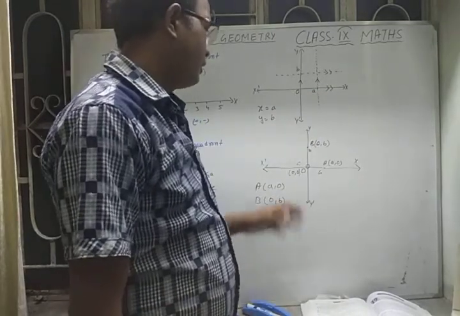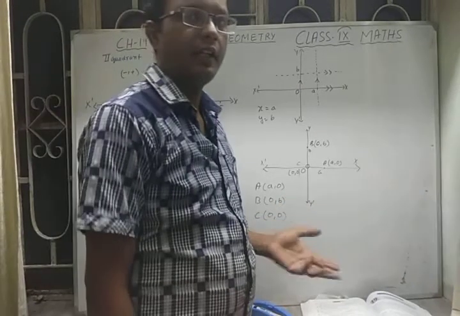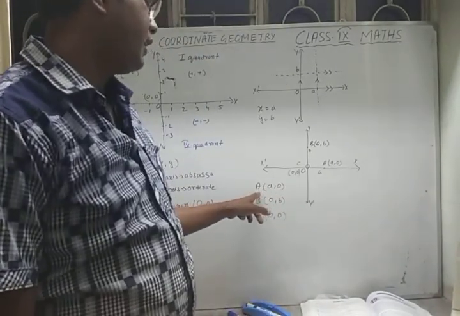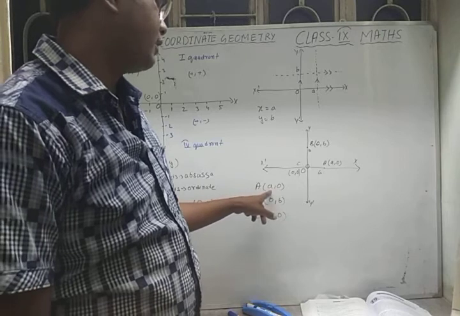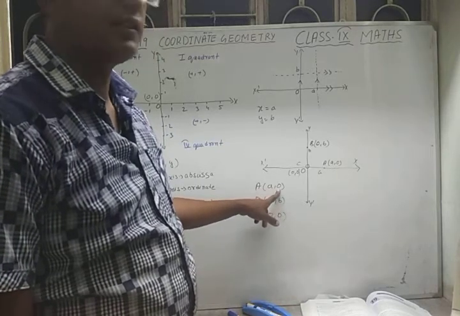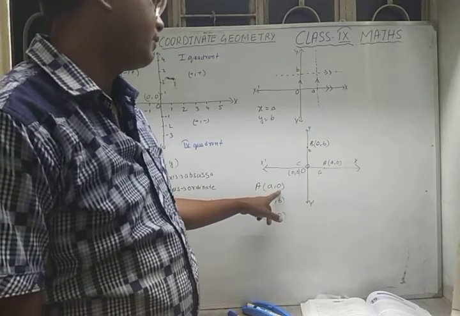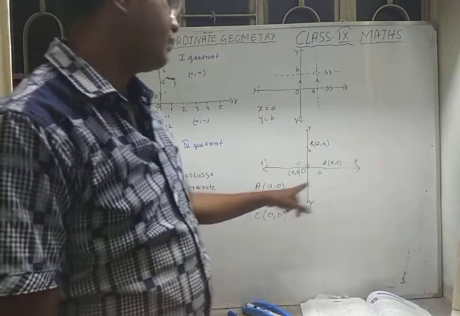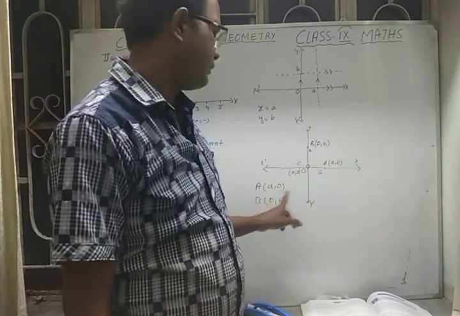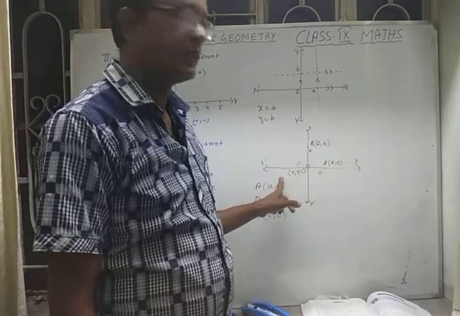Now, sometimes we will get coordinates such that either x or y is 0. Here I have taken a coordinate A equals (a, 0). That means the x coordinate of A is a and the y coordinate is 0. Then where will this point lie? Since y is 0 and x is a, the point will lie on the x-axis. Always when y is 0, the point will lie on the x-axis.